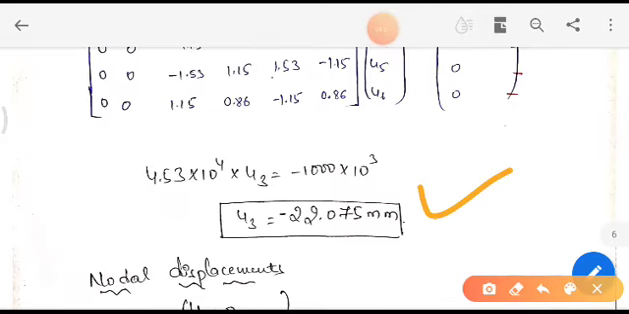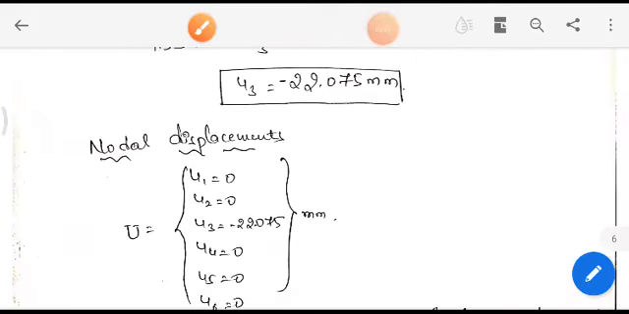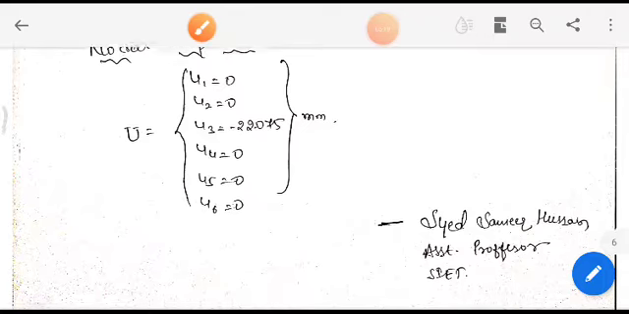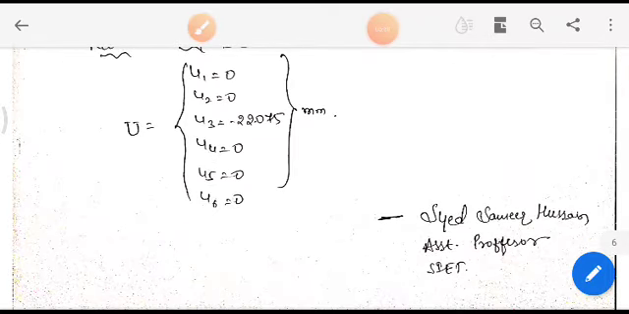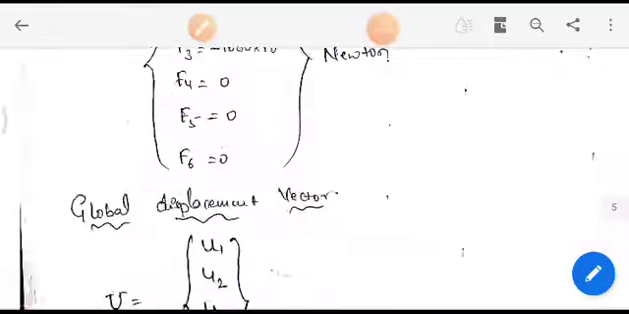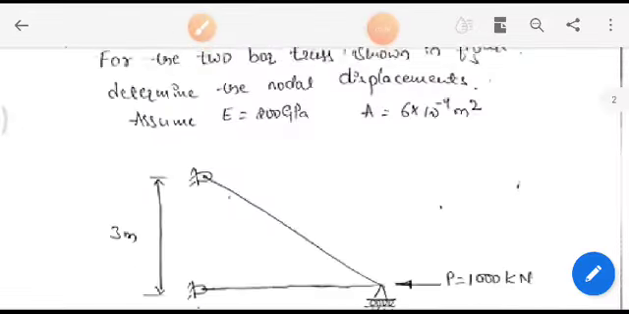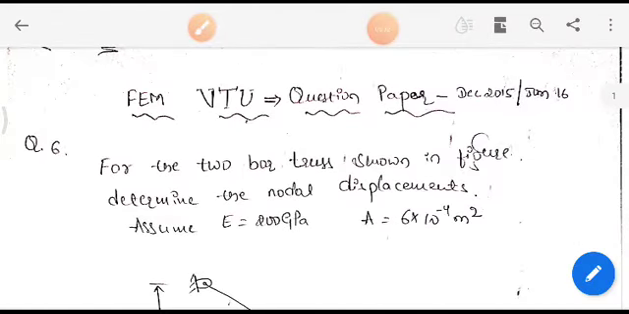Here it is minus in the sense it is acting in the negative x direction. Clear? The displacement is in the negative x direction. This matrix gives the nodal displacement: u1 is fixed, u2 is fixed, and u3 which we got, u4 is 0, u5 is 0, u6 is 0. So that's how we need to calculate the displacement. This is all about the problem which is given in the VTU question paper, December 2015-16.